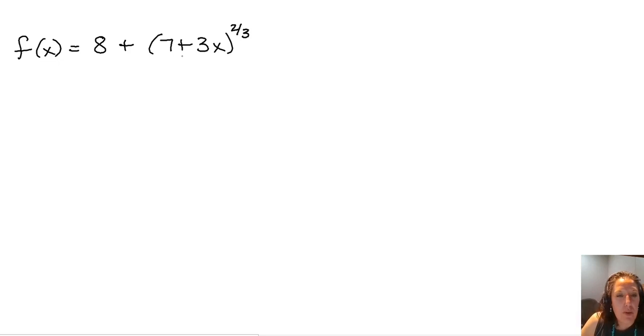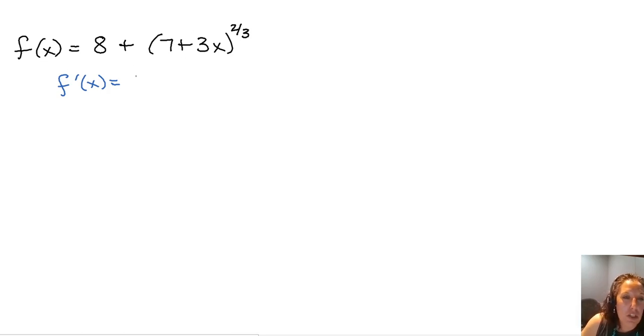So in order to find those relative extrema, we need to find our critical values, and so that means we need to find our first derivative. So the derivative of the 8 out front is going to be 0. The derivative of the second part is going to involve the chain rule. And if you need to go back and look at some videos of the chain rule, I'm going to streamline this just a little bit.